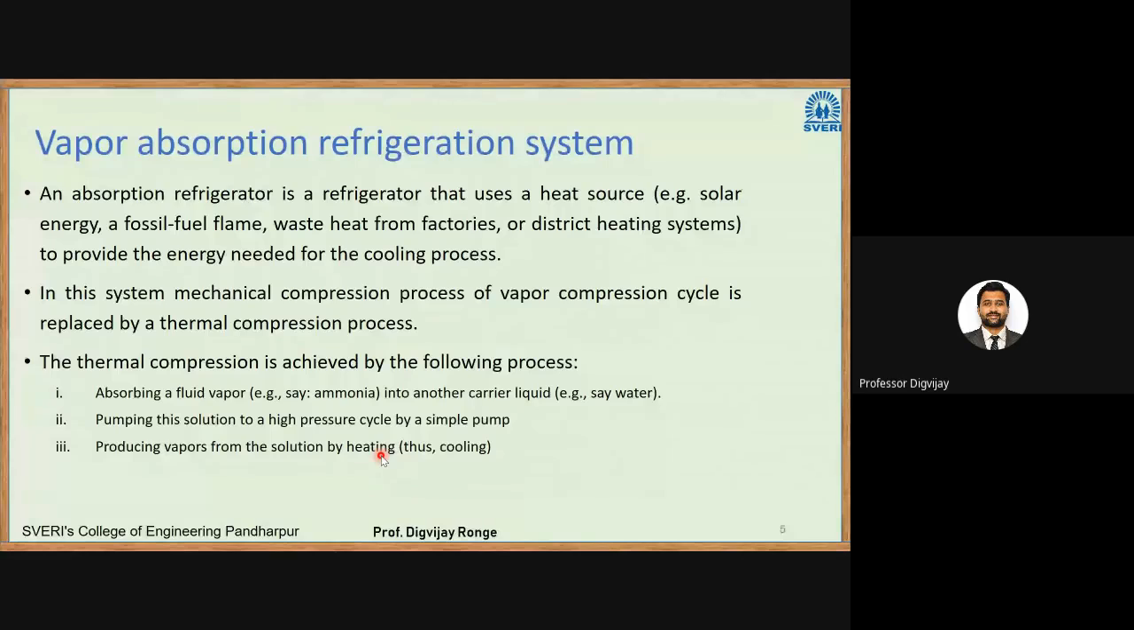So our objective to carry out the absorption process is to create a mixture of water and ammonia. This mixture is pumped so that pressure is increased and then it is passed to the generator. In the generator, this ammonia is separated from water. These ammonia vapors will be passed to the further process. Further process means there will be a condenser, then an expansion valve, then finally an evaporator. So what is this process? We'll see.